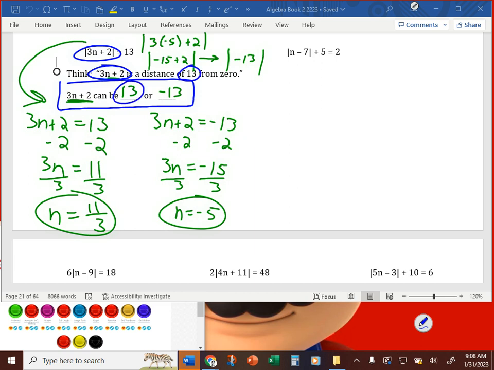Okay, so that means that value, 3n plus 2, can be both 13 and negative 13. Follow me? So we now need to figure out what value for n makes 3n plus 2 equal to 13. There's your first equation. What value for n makes 3n plus 2 equal to negative 13? That's your second equation. How does it feel now? A little bit better. With practice, it'll be even better than better.